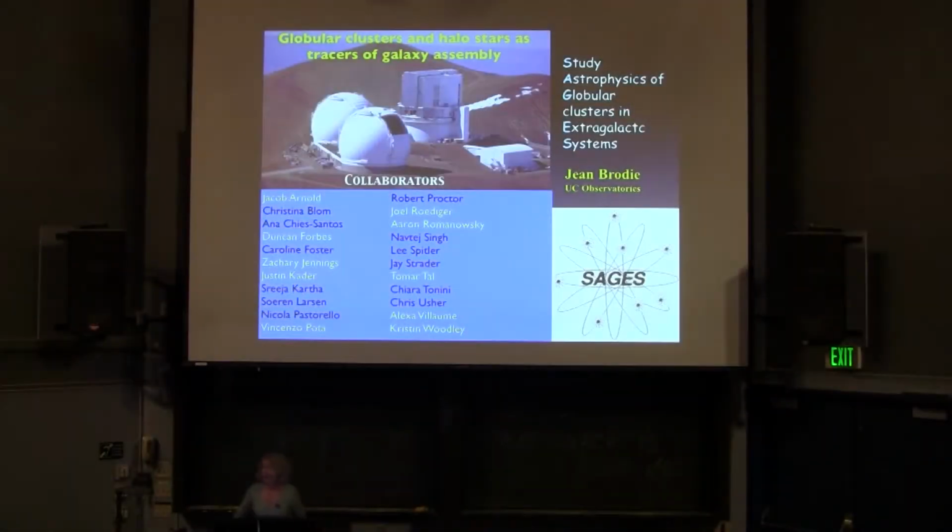I'm giving kind of an overview talk for the work that's being done as part of the SAGES collaboration, using globular clusters and halo stars to try and unravel the star formation and assembly history of galaxies. So the SAGES collaborators on this work are shown here. The yellow people are the ones that are either in Santa Cruz or about to be in Santa Cruz quite soon.